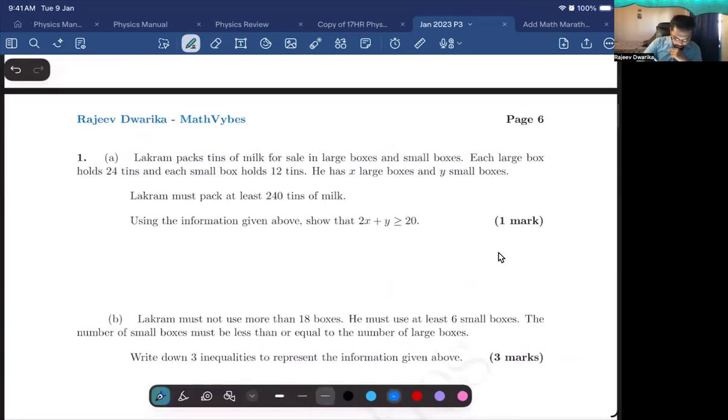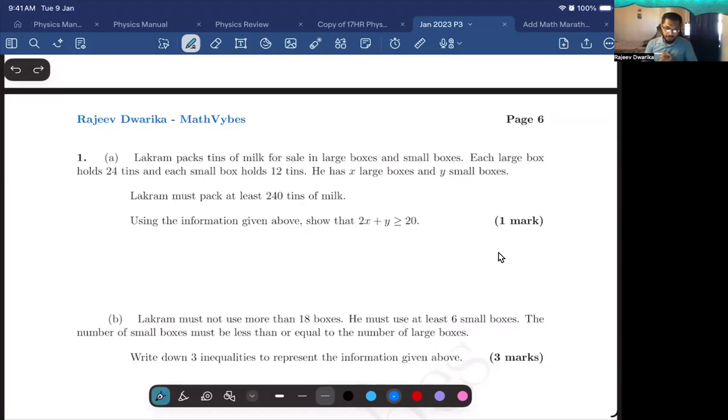Number 1A. Lacram packs tins of milk for sale in large boxes and small boxes. Each large box holds 24 tins and each small box holds 12 tins. He has x large boxes and y small boxes. Lacram must pack at least 240 tins of milk. Using the information given above, show that 2x plus y is more than or equal to 20.